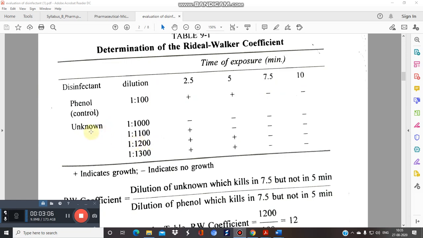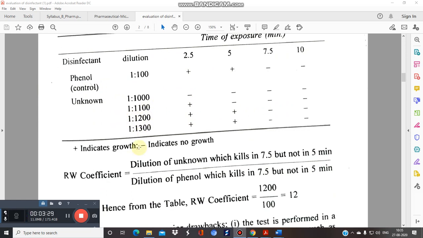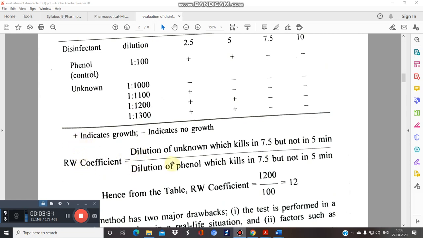So we will again dilute this suspension with the particular diluent, and the concentration of the disinfectant decreases. After 2.5 minutes the bacteria will grow, and again after 5 minutes they grow, but they start deteriorating. They show no growth at 7.5 minutes. That matches our standard one. So we will take this dilution as the marker in our results for the Riedel-Walker coefficient.